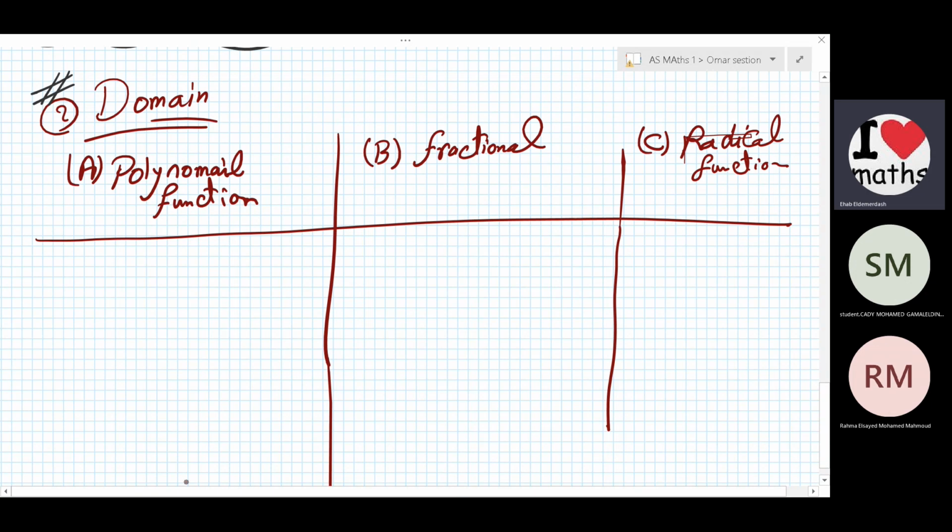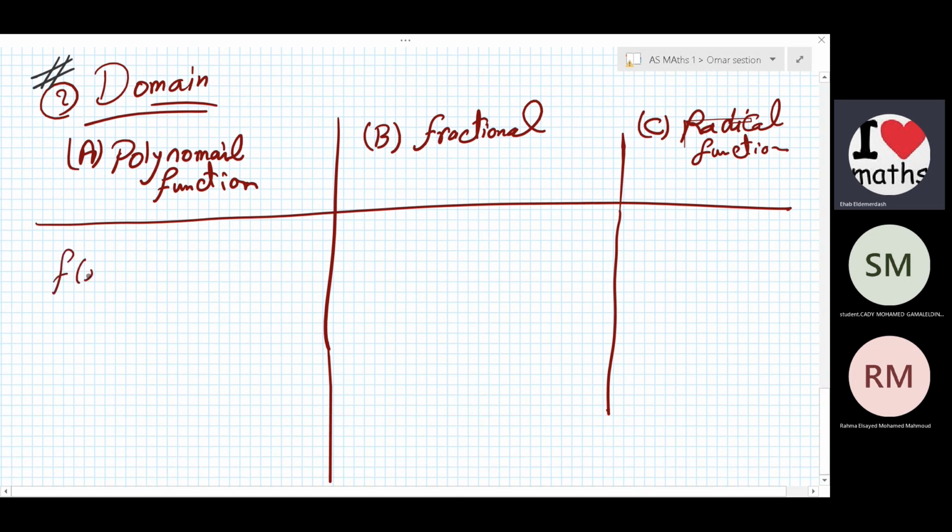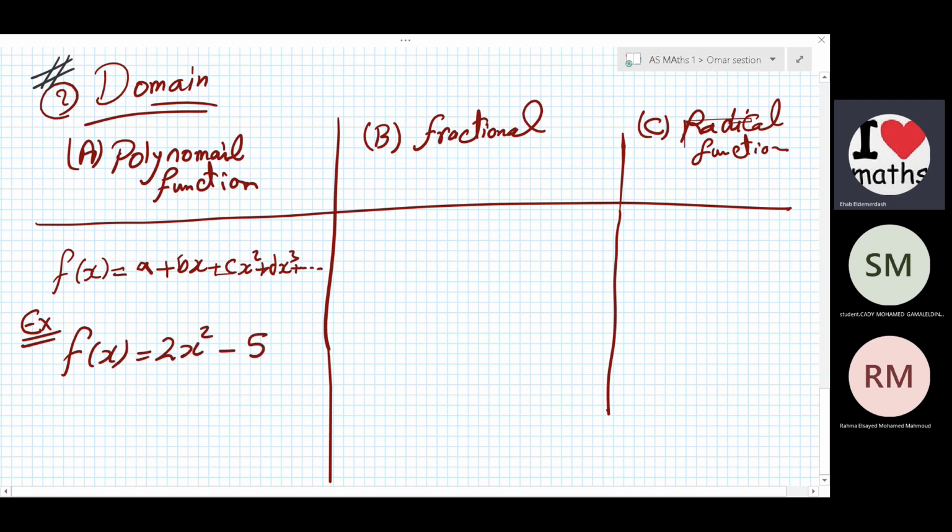What is the polynomial? Polynomial means, if I have f of x in this form, mainly written as a plus bx plus cx squared plus dx to the power 3 plus and so on, I will not stop. An example of it: if I have f of x equal to 2x squared minus 5. In this case, the domain for all of these will be all of the real numbers.